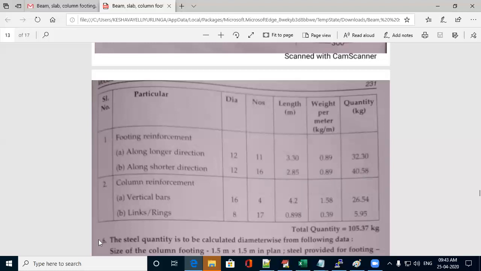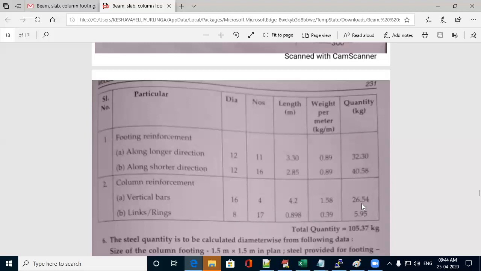Now coming to the column reinforcement, you have vertical bars as well as the stirrups or the links. We have 4 bars of 16 mm diameter. We have worked out that each length will come to 4.2 meter and the weight per meter will be 1.58. So you will get the quantity as 26.54. Similarly, for the rings, there are 17 bars of 8 mm, each of length 0.898 and weight per meter 0.39. So the quantity comes to 5.95.